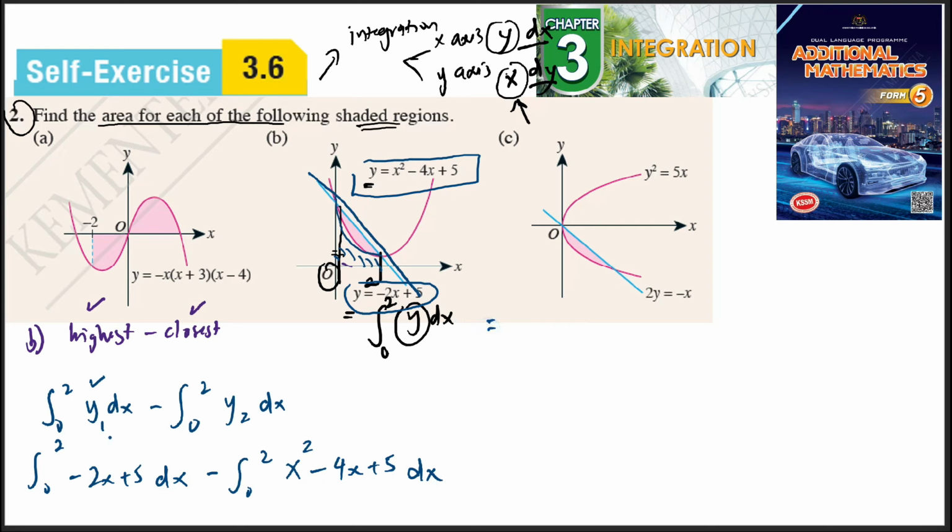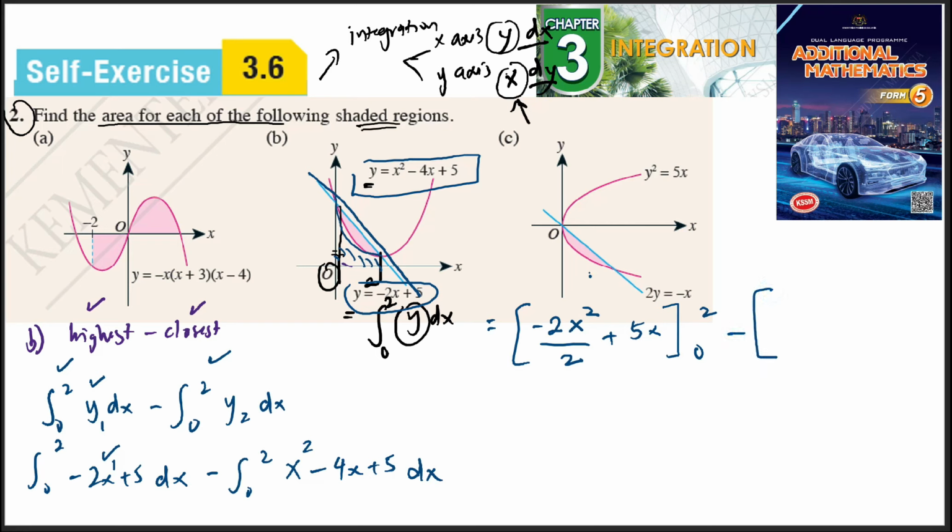Which is equal to, so for this one, negative 2x, so the constant we just take out, negative 2, so x is actually x power of 1, so we add 1 plus 1 is 2, we add the power with 1 and then we divide with the power 2, first one done, plus 5 will become 5x, and this one is from 0 to 2. So you see here there are two ways. You see this one is from 0 to 2, this one is 0 to 2, so you can actually combine y1 and y2 together in one integral, or you can do one by one like this, which is also okay.